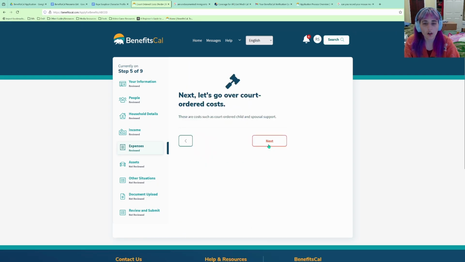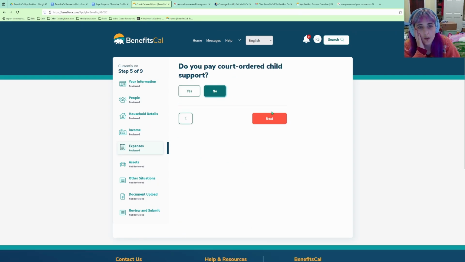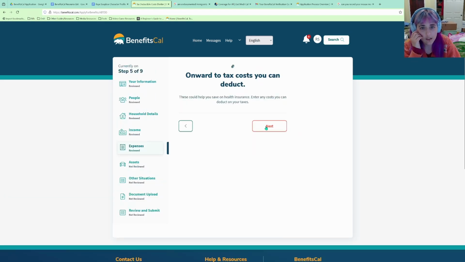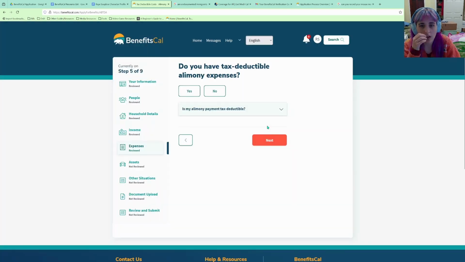Let's go over court-ordered costs. So do you pay child support? I'm going to say no. Do you pay spousal support or alimony expenses? No. Okay, onward to tax costs that you can deduct. Okay, do you have any tax-deductible alimony expenses? No. Do you have any tax-deductible student loan interest?